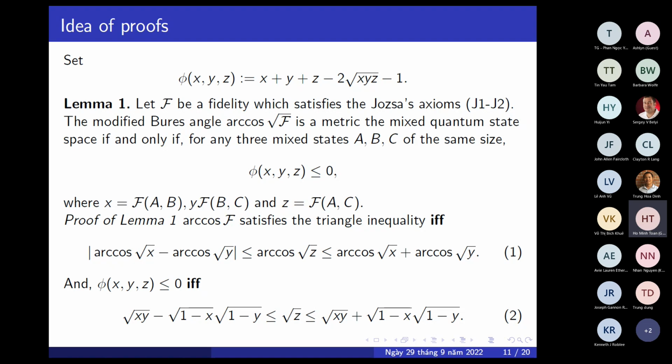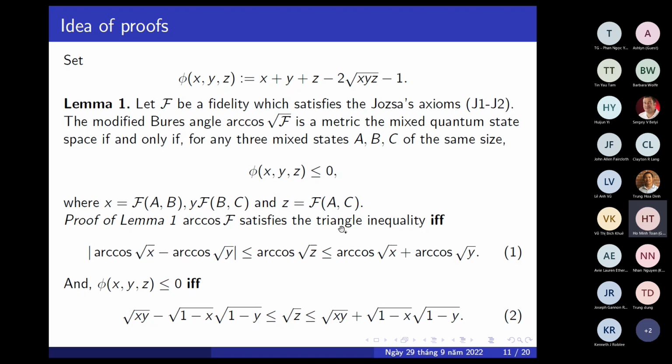So the modified Bures angle, arccos of square root of F, is a metric on the space of mixed quantum states if and only if the function phi defined above is non-negative for every A, B, C, where x is the value of the fidelity of A and B, y is equal to F of B and C, and z is the value of F at A and C.